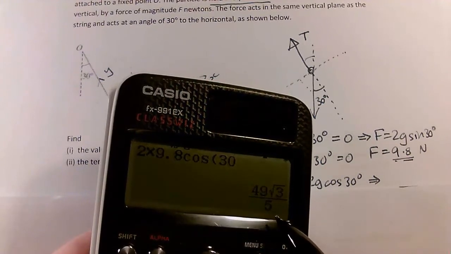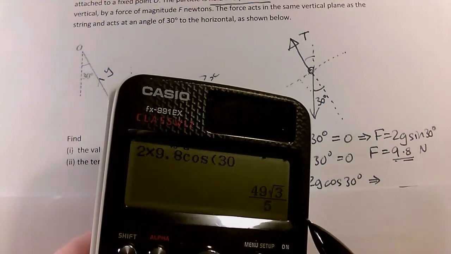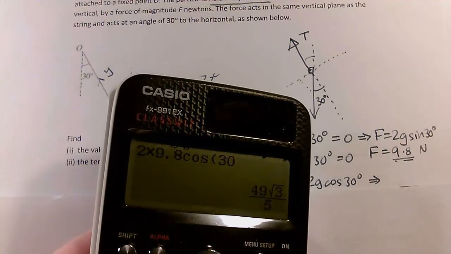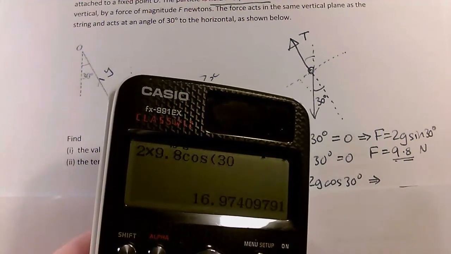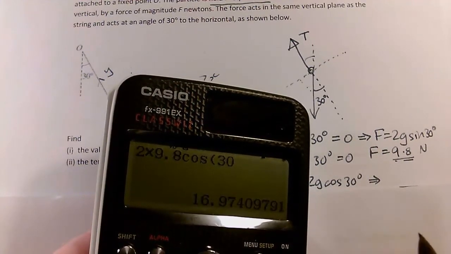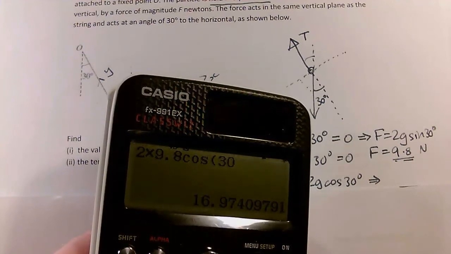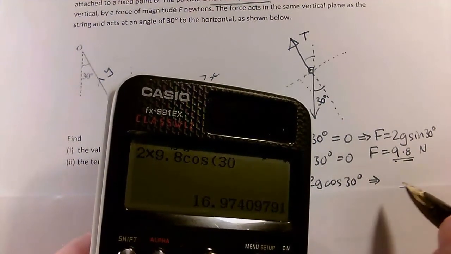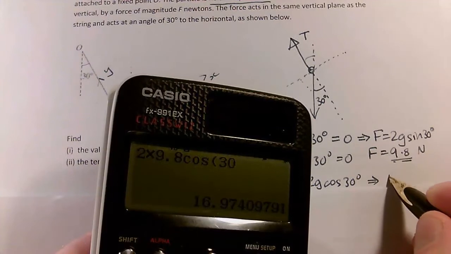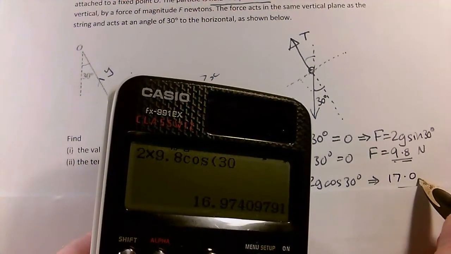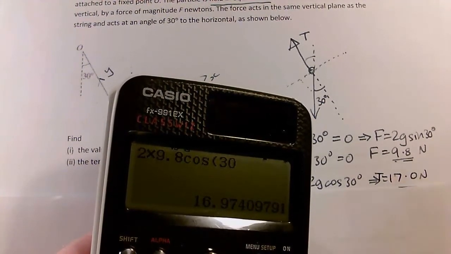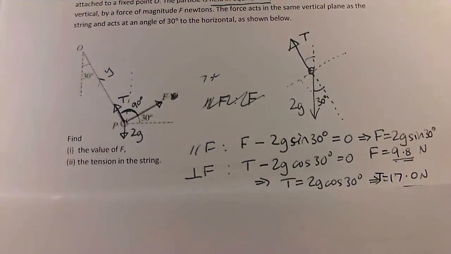If I give that as my answer, it'll be marked wrong because this is an exact answer, which is not appropriate when we've used g as 9.8. We need the decimal version of that. So 16.97, we've got to round to either 2 or 3 significant figures. So we're going to round that to 17.0 newtons. That's what T is, and we are done. That's our complete solution.